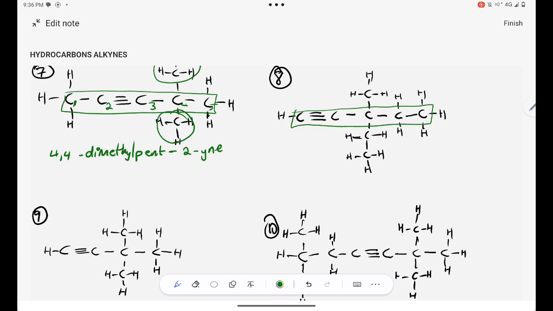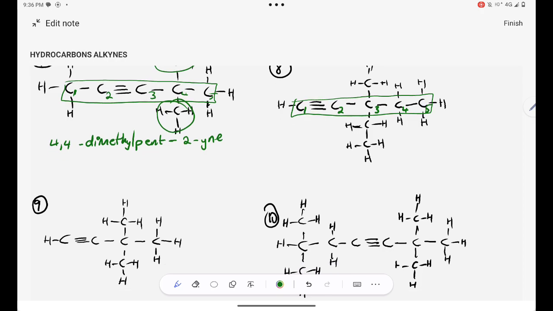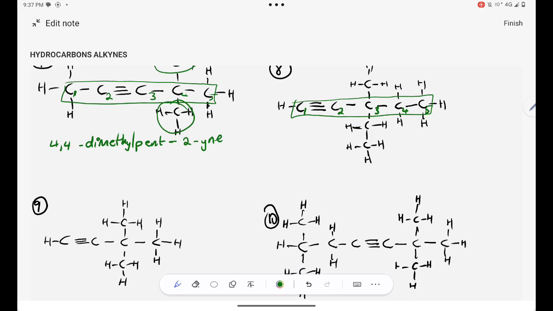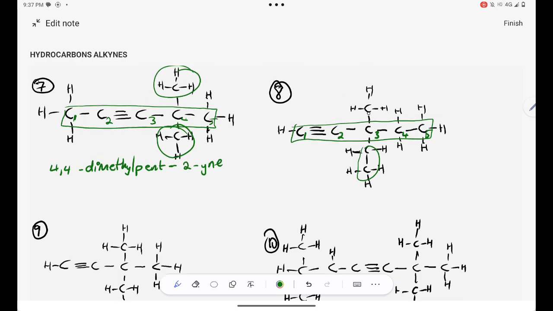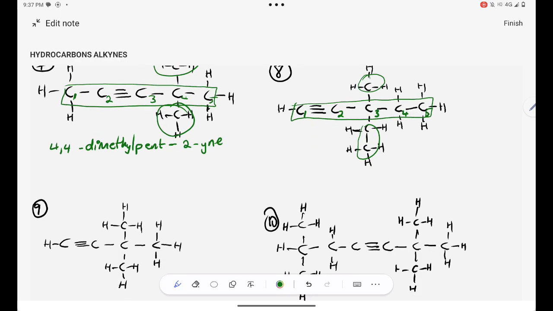The 8th compound, this will be carbon number 1, 2, 3, 4, and 5. At carbon number 3, I have 2 additions, but obviously I need to mention them in alphabetical order. I'll simply say 3-ethyl, and then hyphen 3-methyl. The parent chain has 5 carbons, so this will be pent-1-yne.